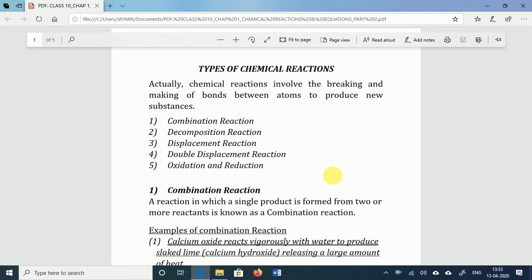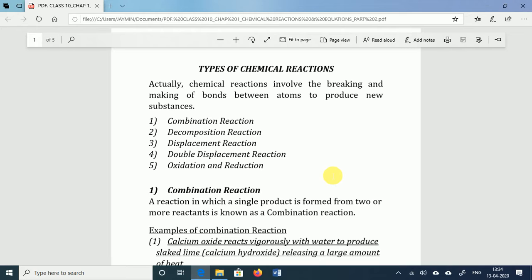Now today we will continue with our chapter 1, that is chemical reactions and equations. In previous two lectures we discussed what is the meaning of chemical reaction and how we can identify whether a chemical reaction occurs or not. Later on we discussed the balancing of chemical equations. Different examples of chemical equations were taken for the balancing purpose.